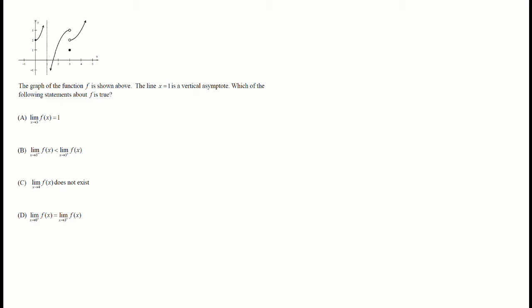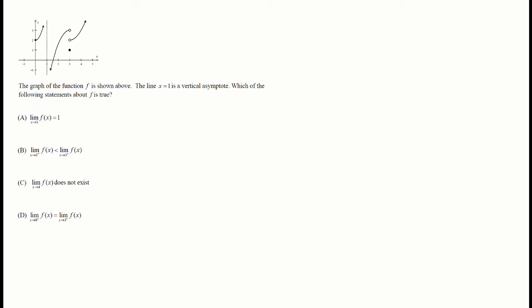Hello, we're going to take a look at a couple AP questions right here involving limits and kind of graphically how to understand limits and the differentiability in regards to limits. The first one is a basic question of analyzing a graph and what does it mean for a limit to exist and how do you see that on a graph.